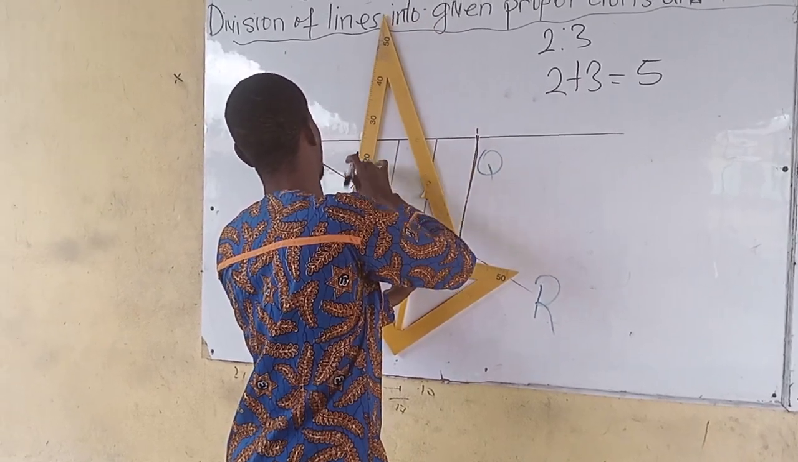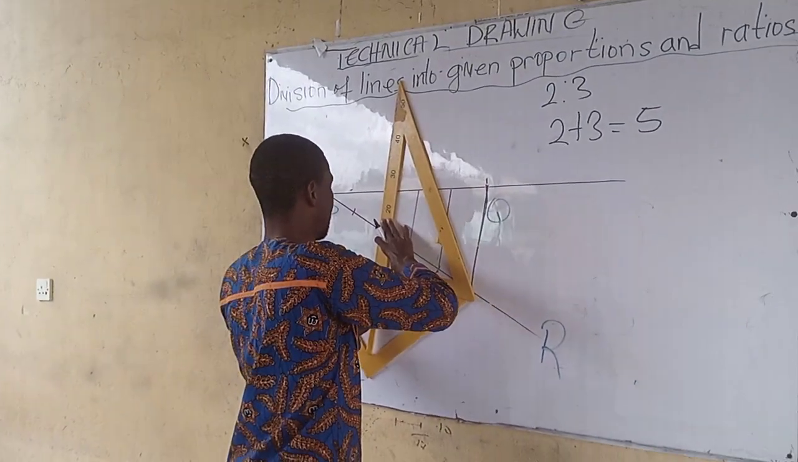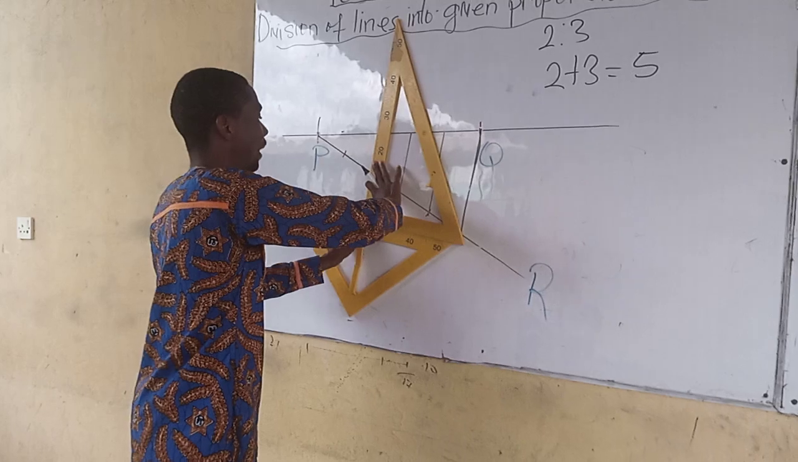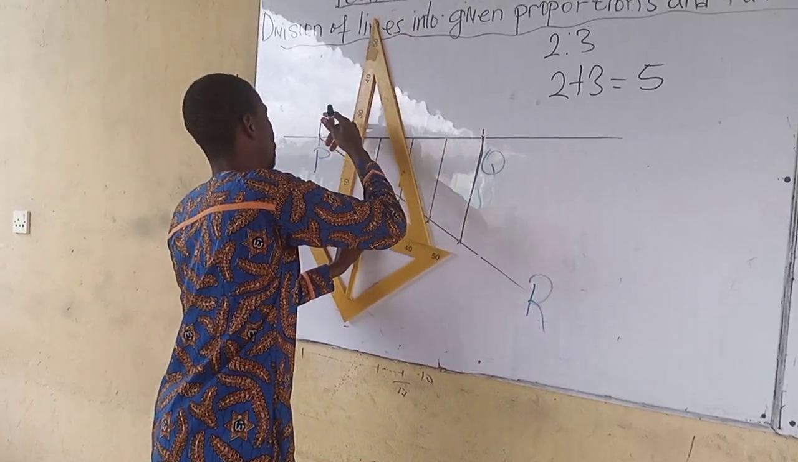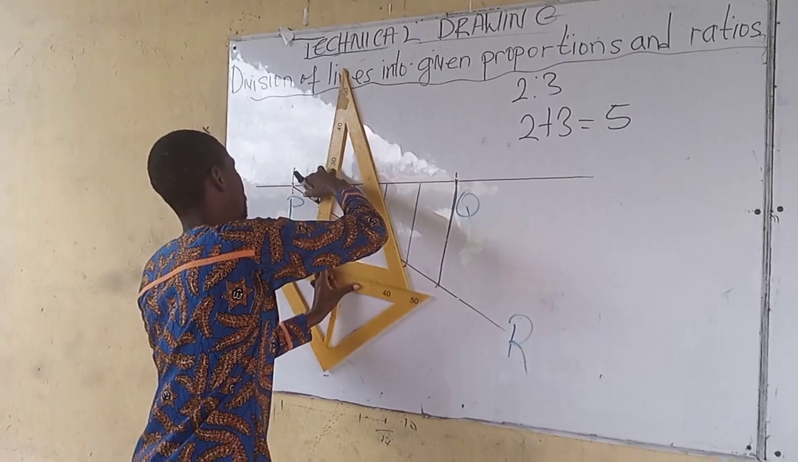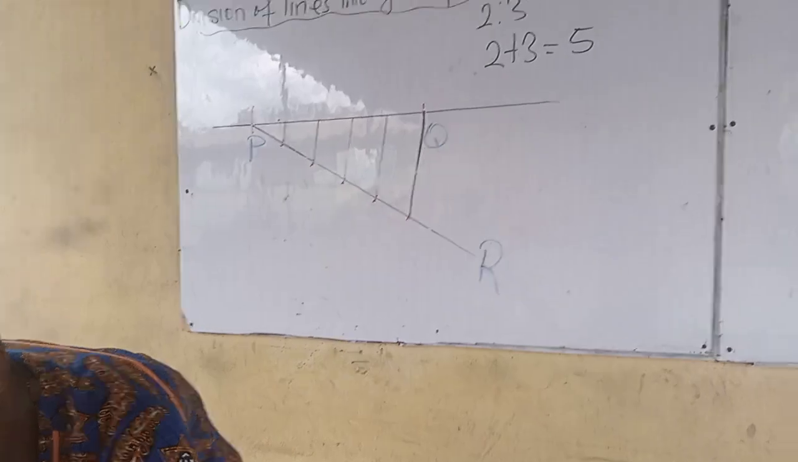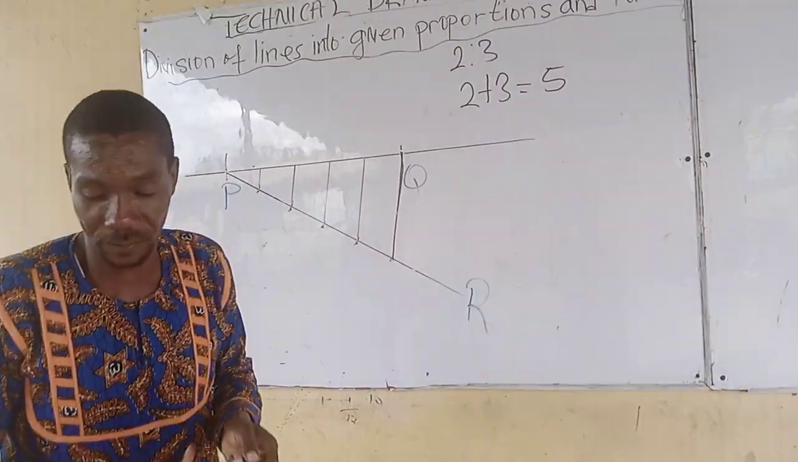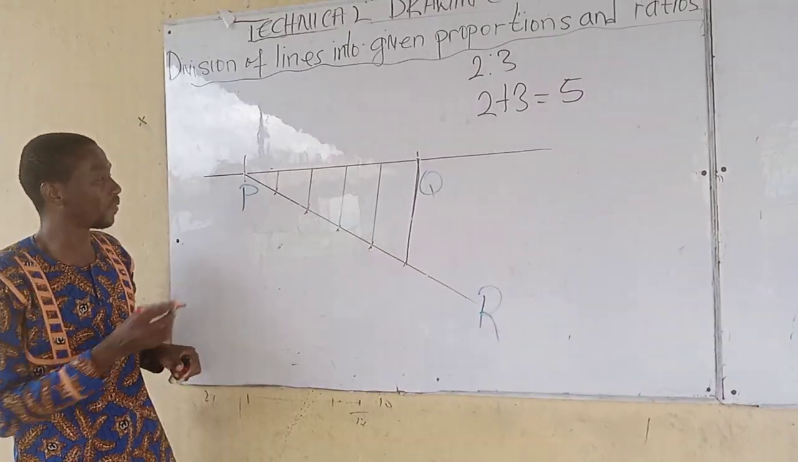Continue pushing it until you can no longer go. Then you push the base one a little, but make sure it is in line with the one you have constructed previously. Wonderful, viewers. We have been able to divide the line PR into 5 equal parts.